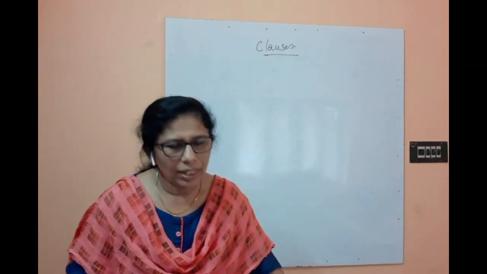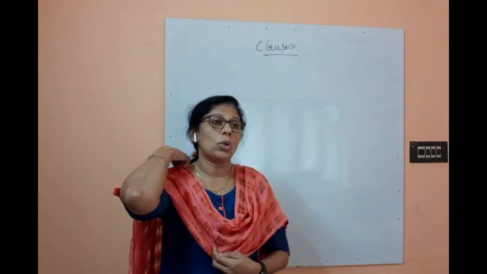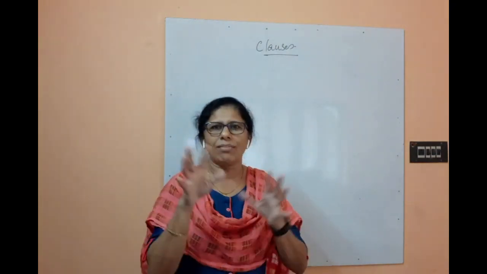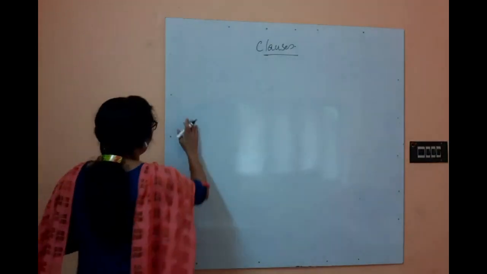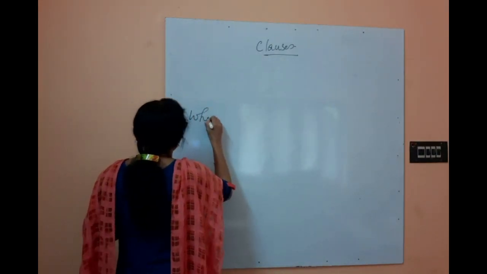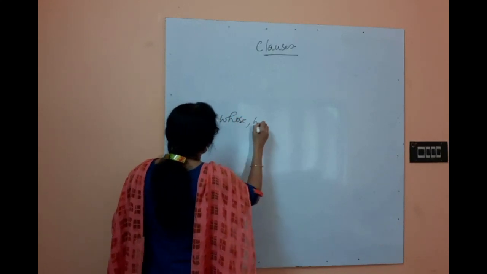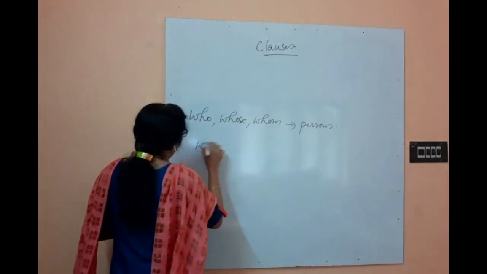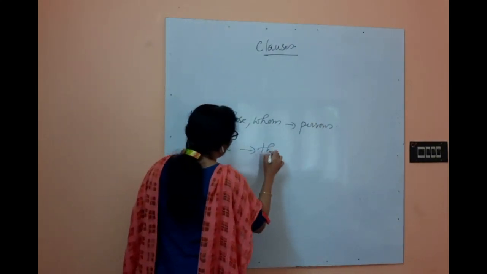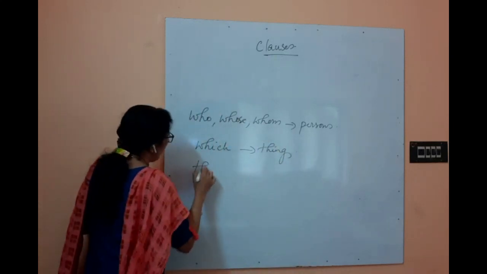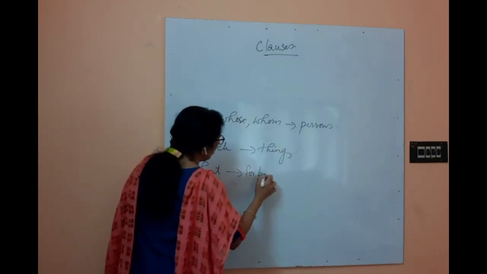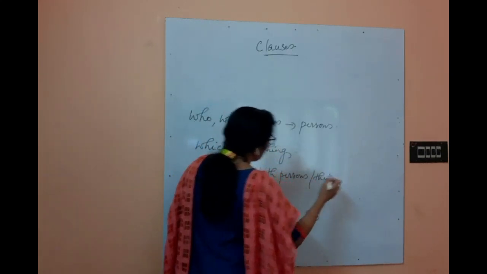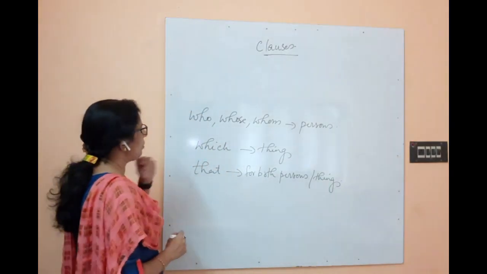Mainly, the adjective clauses will be separated from the remaining part of the sentence by using certain words like relative pronouns. We have already studied that: who, whose, whom. We know that these are used for persons, and which for things. Please do write all this down, and that for both persons and things. Understood? So these are the things that you have to remember.